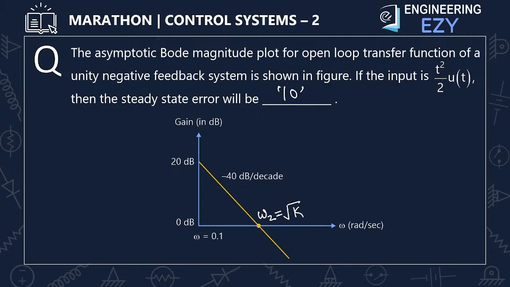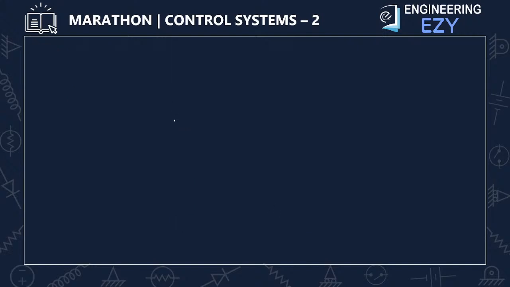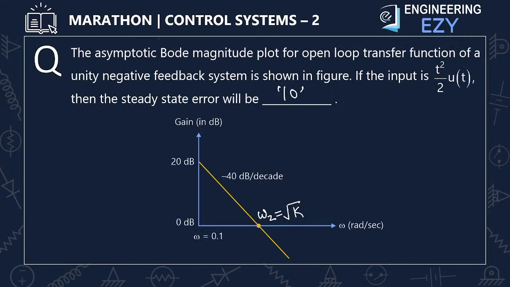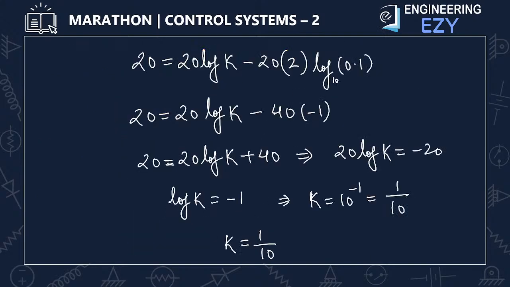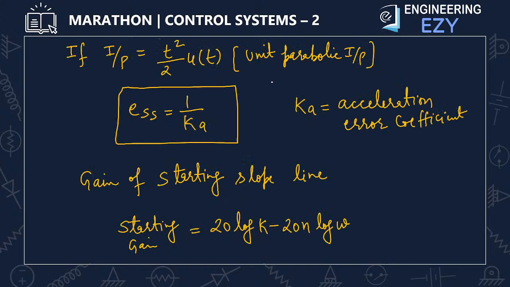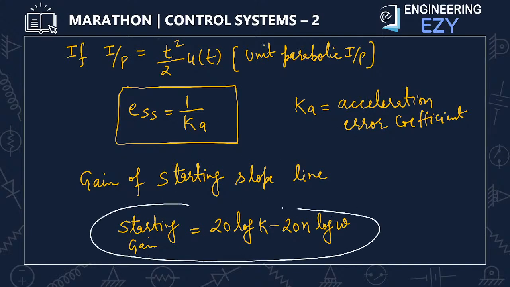And Prasanjit is asking, sir, what are the other methods to solve for k? K can be solved using either this point or at this point where the frequency is given. Where the frequency of the starting slope line is given, you can apply this formula anywhere. This formula is valid anywhere for the starting slope line.